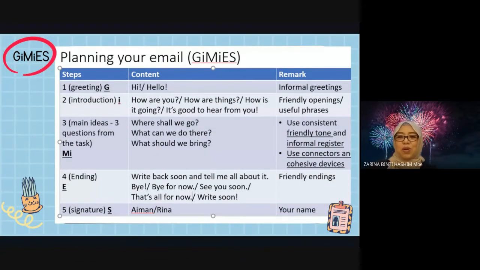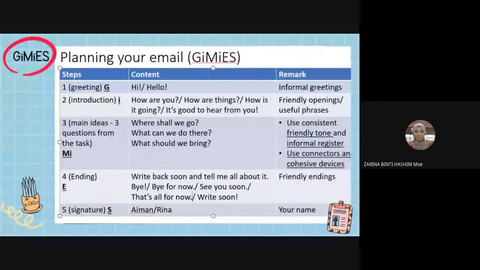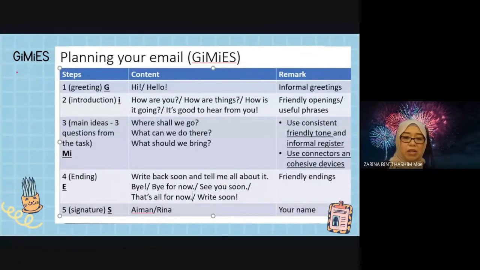I have come out with the planning for your email. Although it is just 80 words, if you plan your email very well, you can get 20 marks easily. How do you do that? First, I came up with this acronym, which is GIMIS. We will look at what GIMIS stands for after this. Just remember it for part 1. So G is actually, look at the steps here.